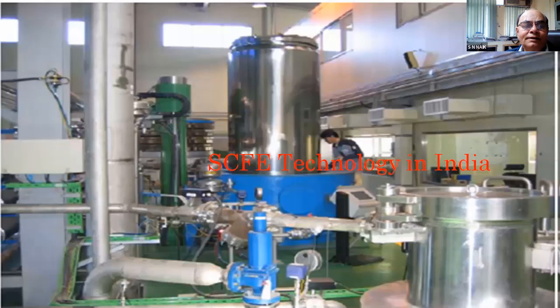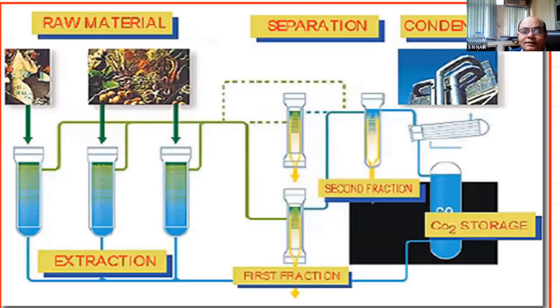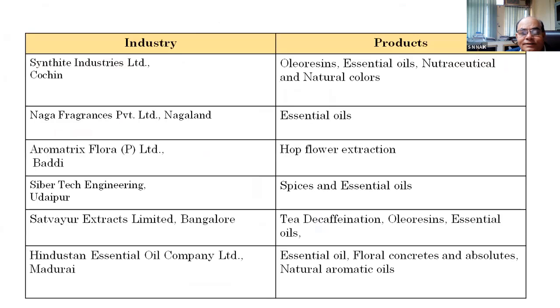So I think the large scale unit. I think I have given that many technical institutes have supercritical units: most of the IITs, IISc Bangalore, UICT Mumbai, NIFTEM and Jadavpur. So many people have it, and CSIR labs. A lot of commercial scale units, I think around 19 or 20 companies are there in India: Indian Glycol, Dehradun, Nova Agritech, Samilab Bangalore, Redana. So all of them are doing it.